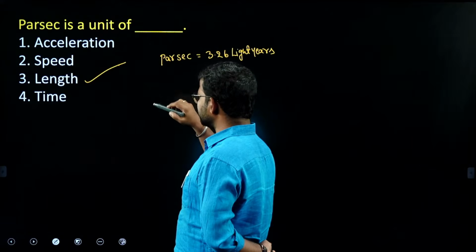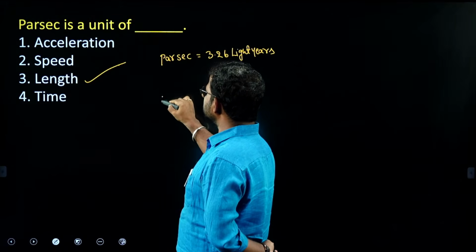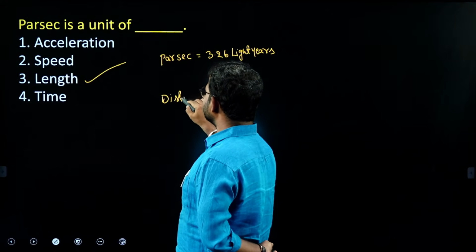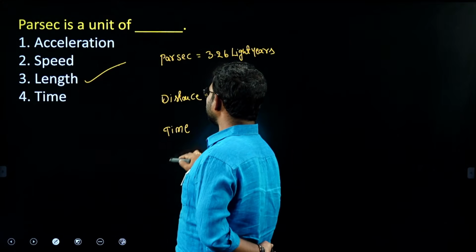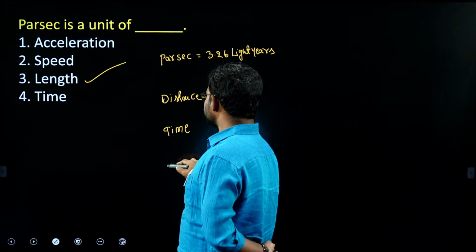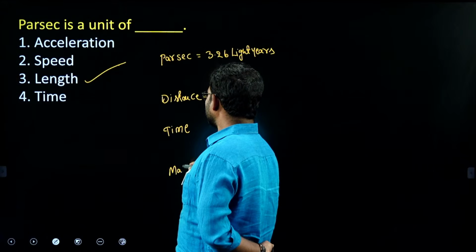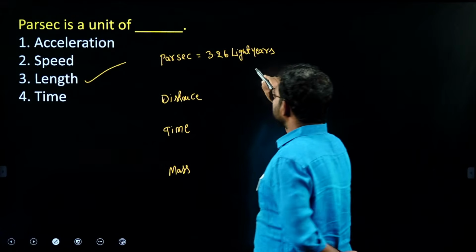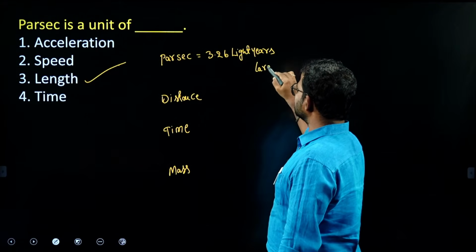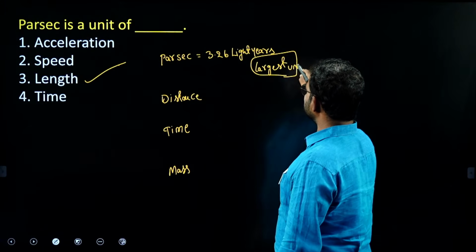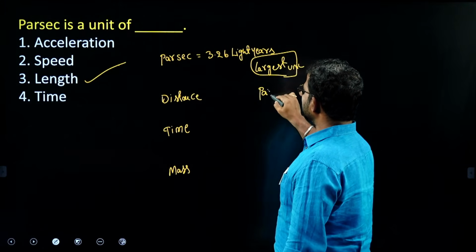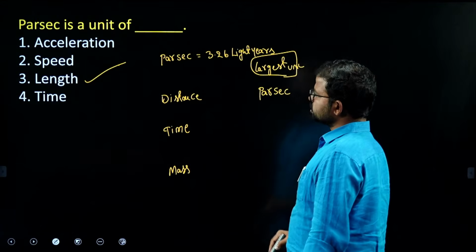Okay, so here is one interesting point. So distance, next time, next mass. Okay, so for distance, the largest unit is the parsec. So parsec, this is the largest unit.